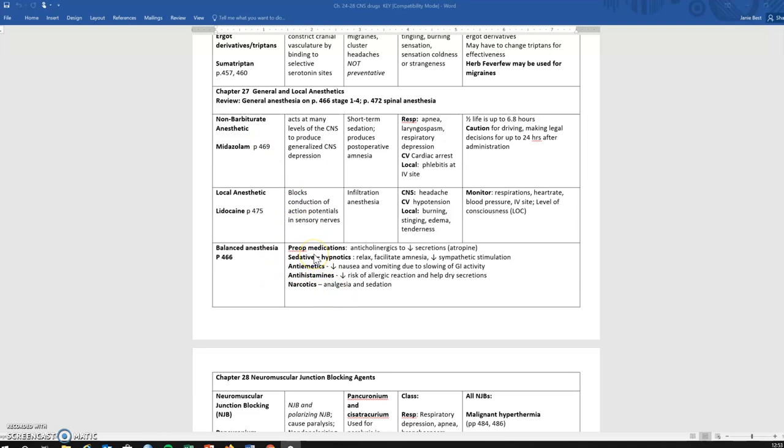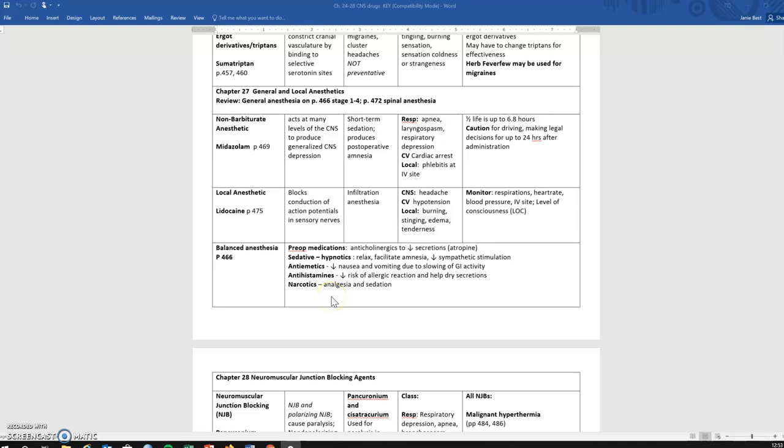Balanced anesthesia uses a combination of medications during general anesthesia to help prevent some of the adverse effects and side effects of receiving the anesthesia. Preoperatively, patients may receive an anticholinergic such as atropine to decrease their secretions. So that decreases the saliva and makes it easier to intubate the patient and maintain their airway. The sedatives or hypnotics may be given to relax them, to facilitate some amnesia, to decrease that fight or flight sympathetic stimulation in the central nervous system.